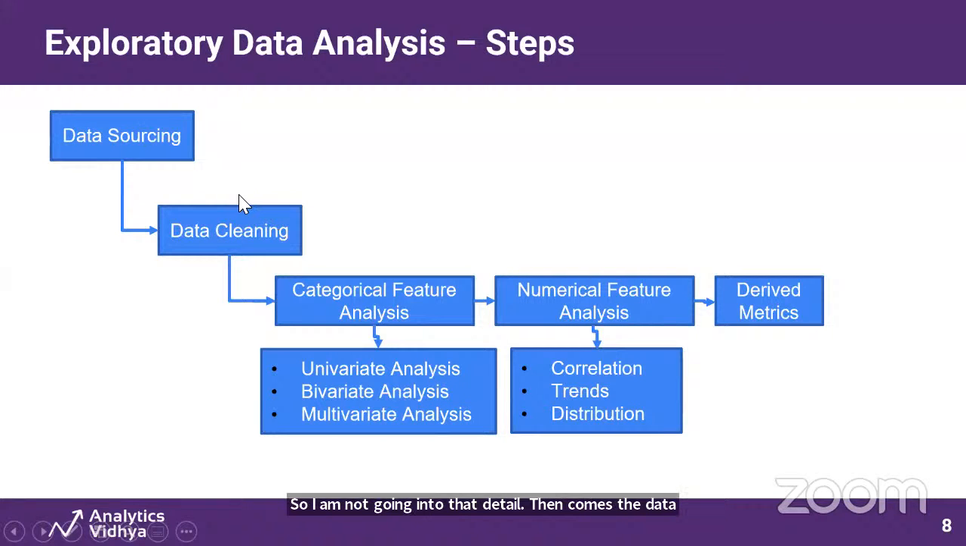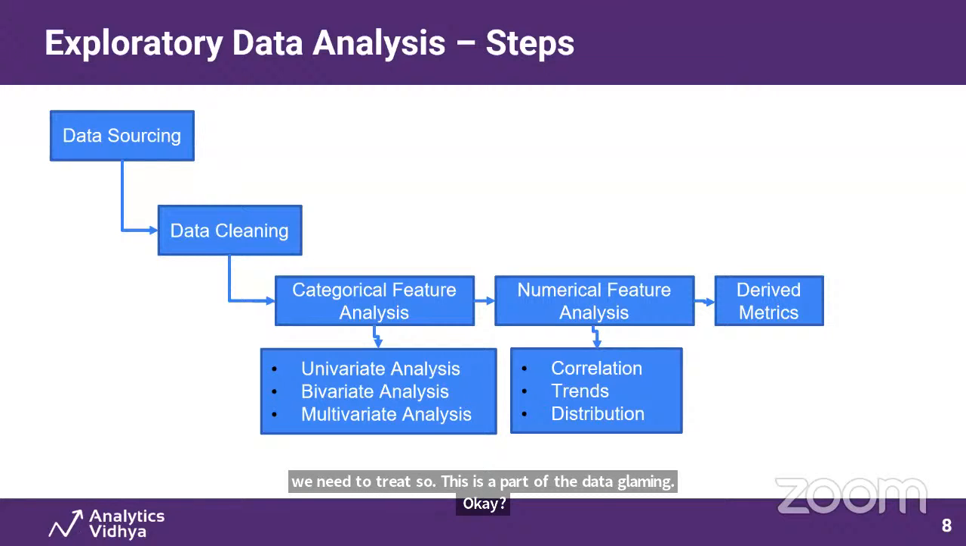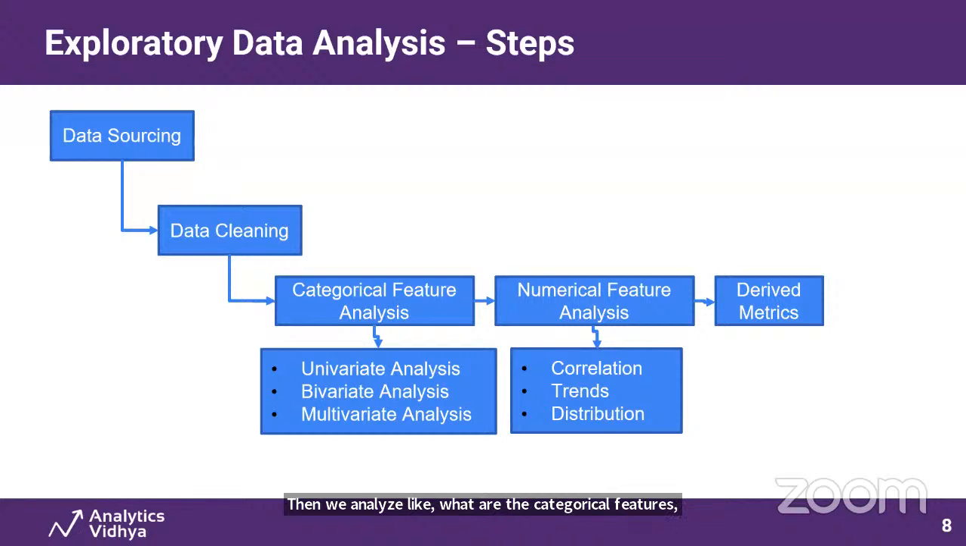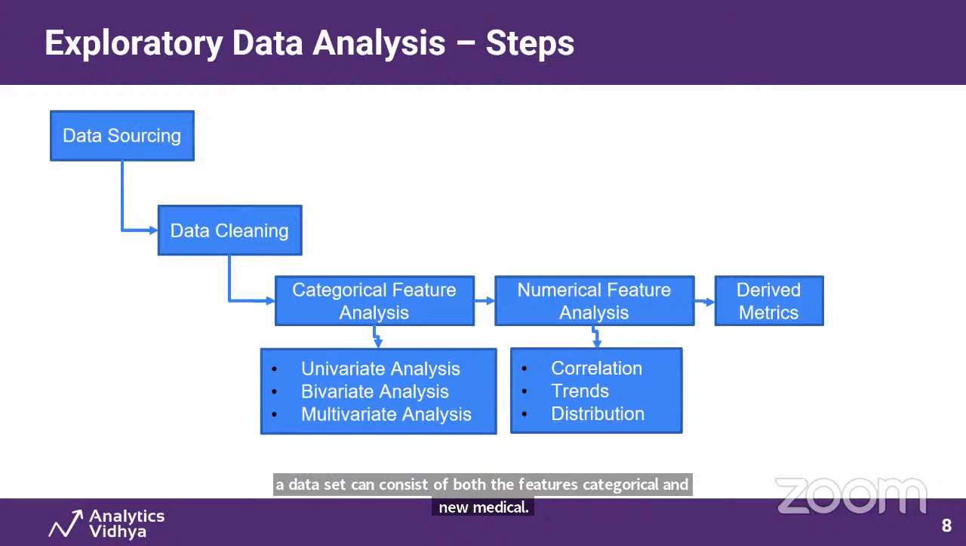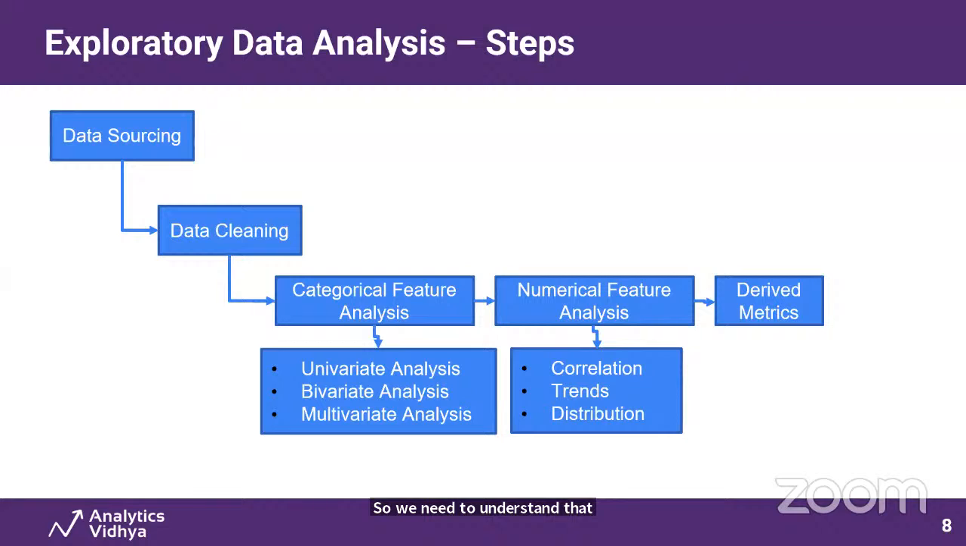As a part of data cleaning, we do the missing value analysis, like whether there is any null value, then whether there are any outliers, which we need to treat. So this is a part of the data cleaning. Then we analyze what the categorical features and what the numerical features are. A data set can consist of both, categorical and numerical. We need to understand whether the variable we are analyzing is categorical or numerical data, and based on that, our analysis steps, the pattern or the visualization we will be using, will depend on that.